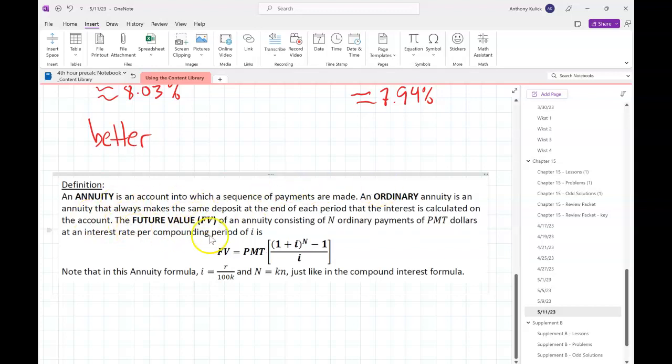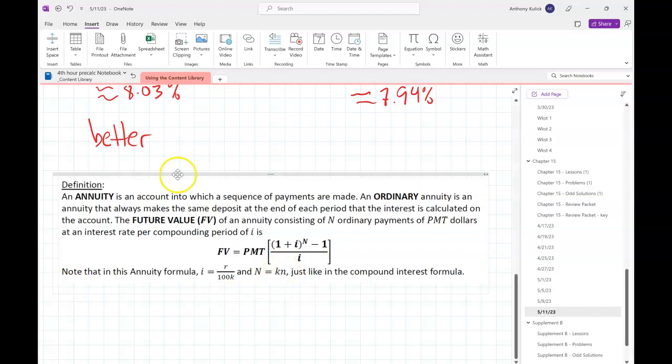So the future value of an annuity is the value of that annuity, that investment, in the future. PMT is the size of that ordinary payment, whether you're saving $500 a month or $2,000 a month. I is R over 100K, where R is the interest rate and K is the number of compounds per period. And cap N is K times n, the compounding periods times the number of years. So it's really the total number of payments that you have to make, right?